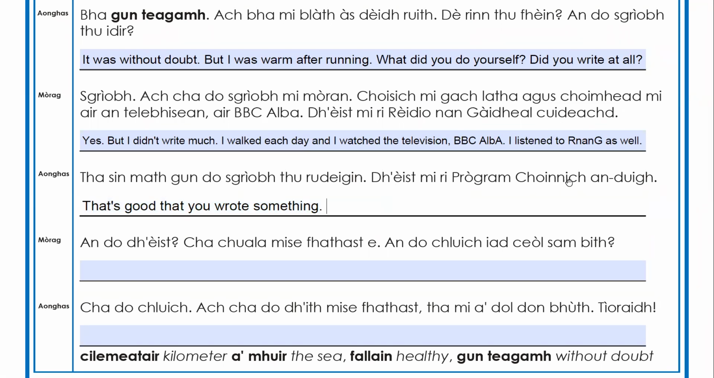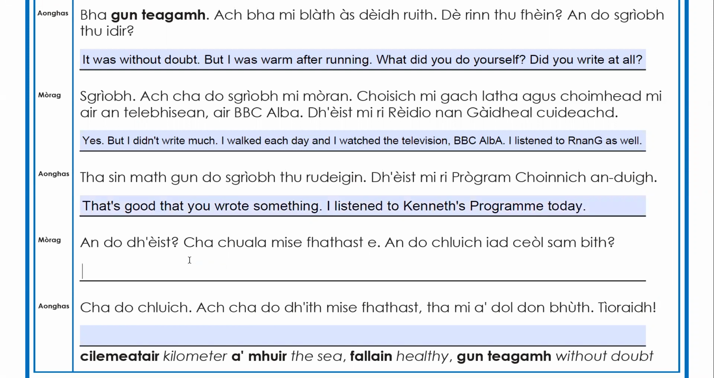Géist mi reprogram choisich and you. So géist me, I listened to program choisich is like Kenneth's program. That's Connach Maciavid. I listened to Kenneth's program. So that's the chat show in the morning. And you today. And the guest. So again, did you listen? But really, did you?